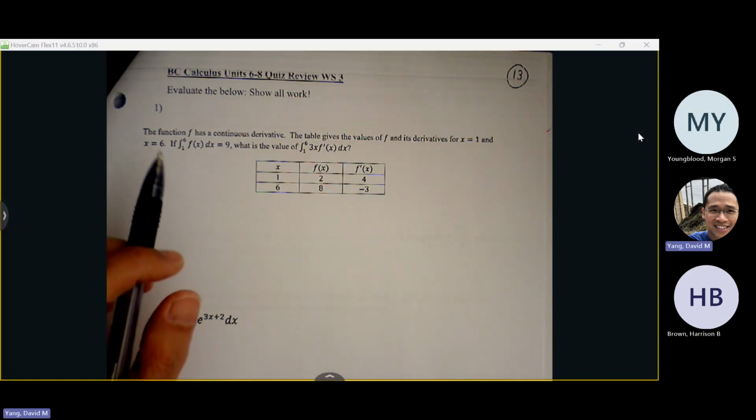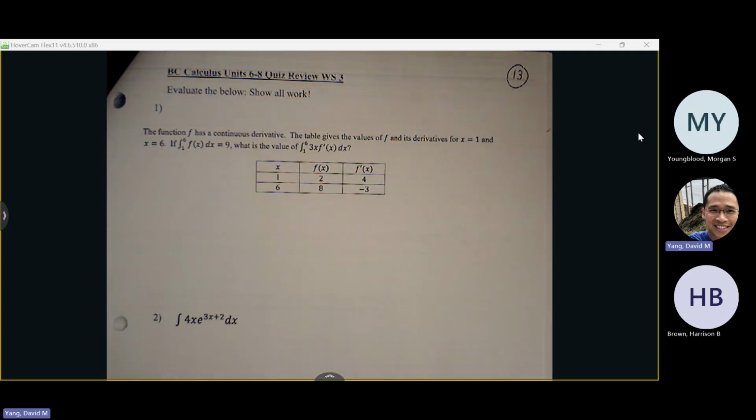Okay, so number one on page 13: a function has a continuous derivative. The table gives values of f and its derivative for x equals 1 and x equals 6. The integral of f from 1 to 6 is 9. What is the value of the integral from 1 to 6 of 3x f prime of x dx?